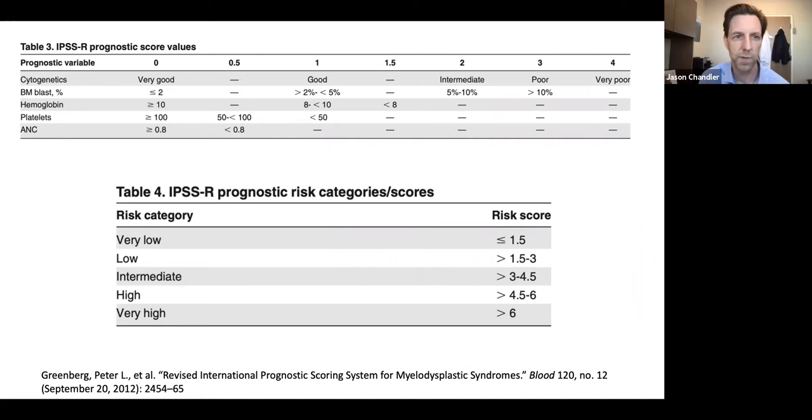This is just the revised IPSS stratification system, and it uses cytogenetics, the number of blasts, and the number of cytopenias and low counts, and you get a score. So the very low and low you see are all 3 or less, high are 4.5 or higher, and then you have the intermediate group from 3 to 4.5.